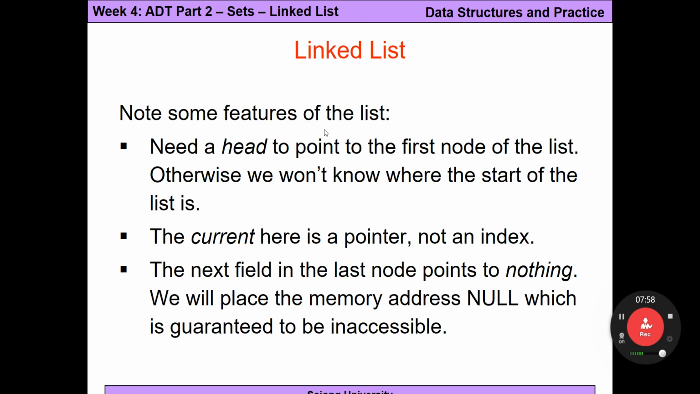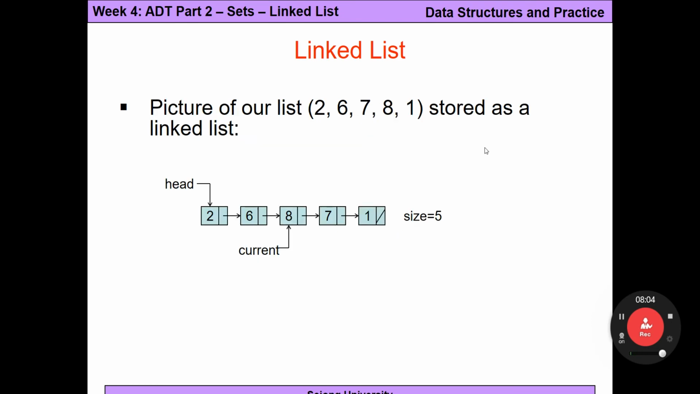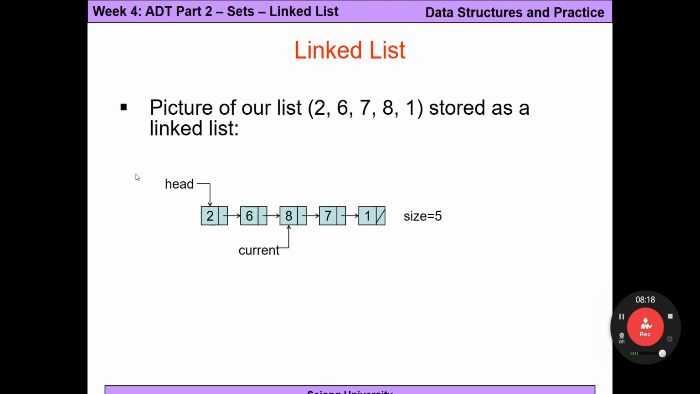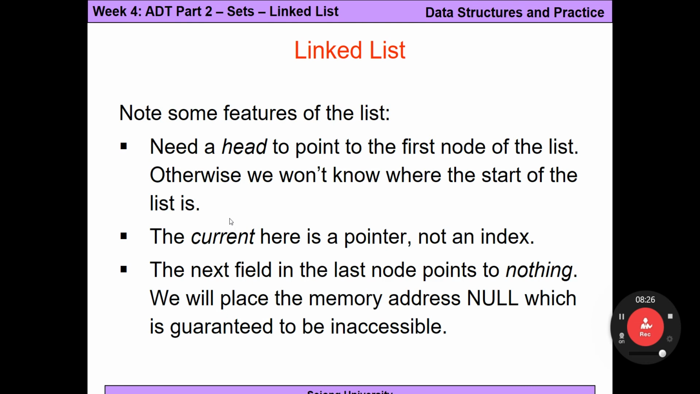Note some features of the list. It needs a head to point to the first node of the list. It requires the head, or the first pointer. Head is also sometimes set as a first pointer. Otherwise, we won't know where the start of the list is. So head is storing the address of the first node.